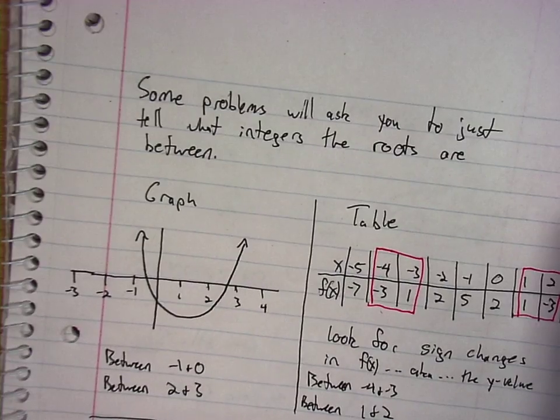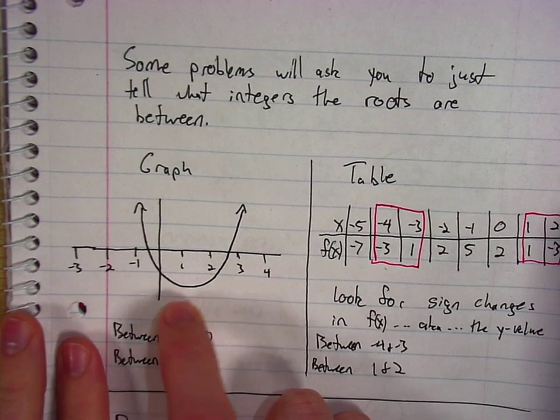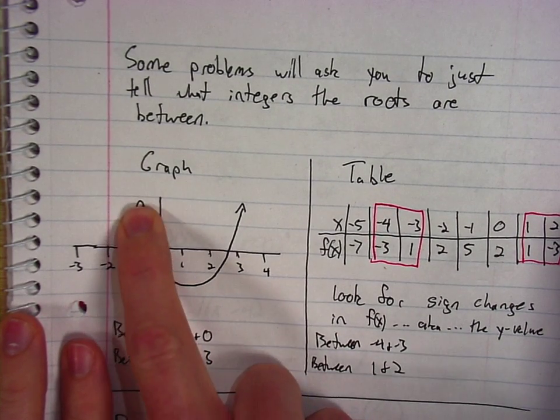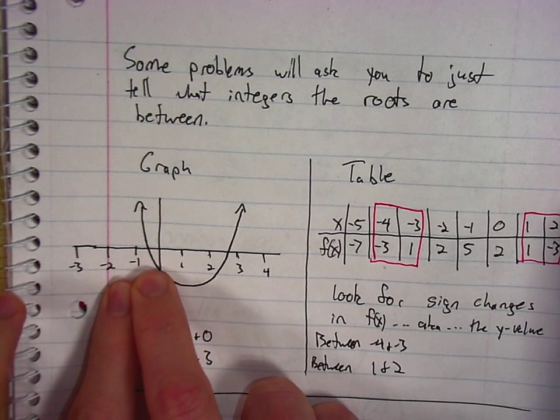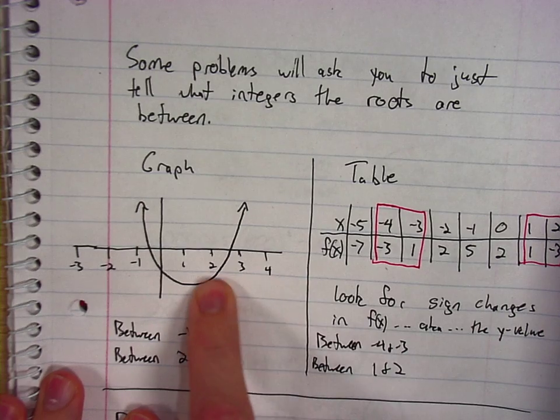Last type of problem you're going to get is it's going to say just approximate. Tell me between what numbers will we get our 0. So from a graph, that's really easy. Okay, I can see the graph's going to go through the 0 right there, between -1 and 0. And over here, it's going to go between 2 and 3.